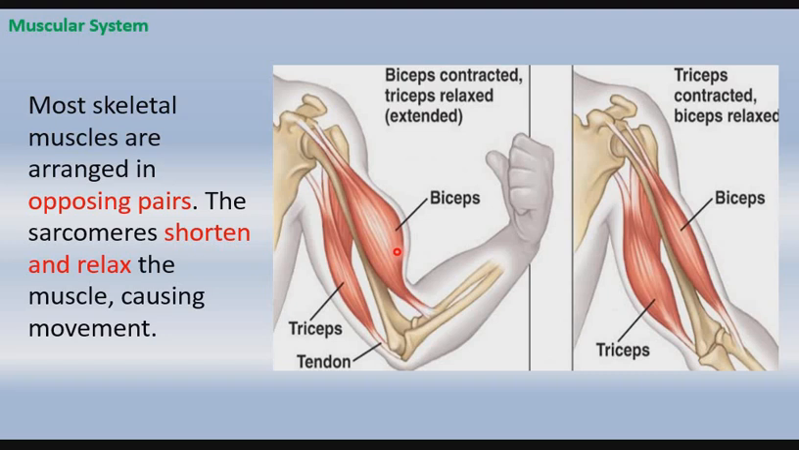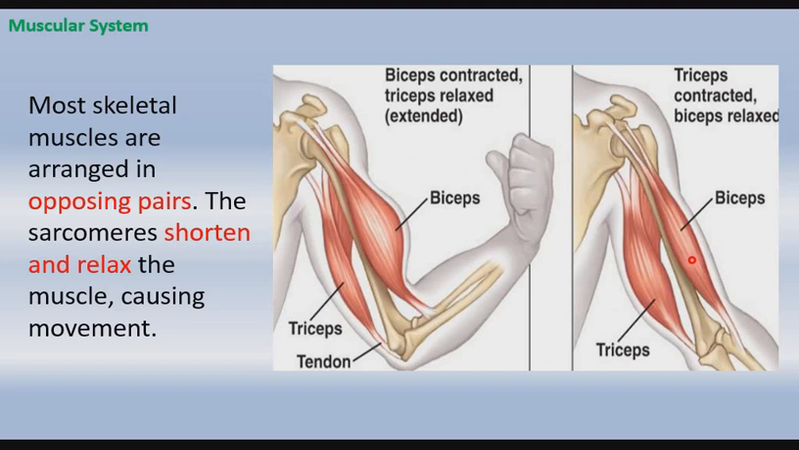That's why we say that most skeletal muscles are arranged in opposing pairs, in which this will be contracting and this will be relaxing, and this will be contracting and this will be relaxing, to bring about different movements that occur. Suppose you want to make a movement.